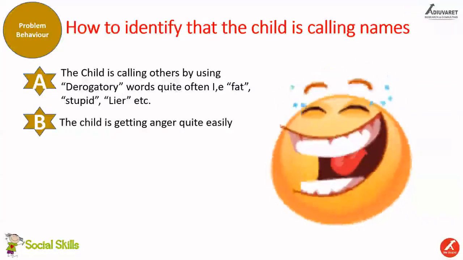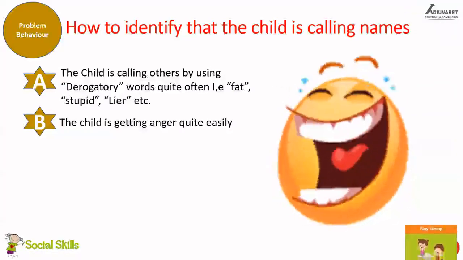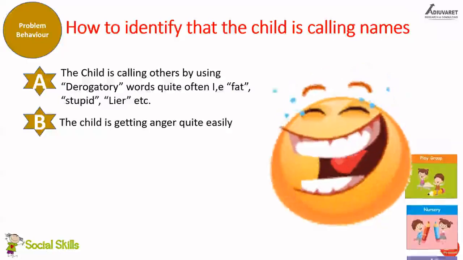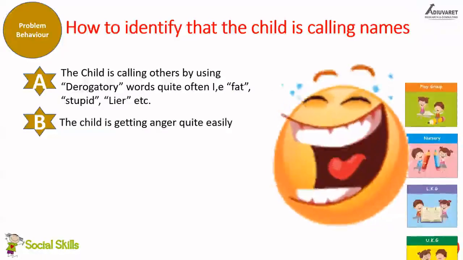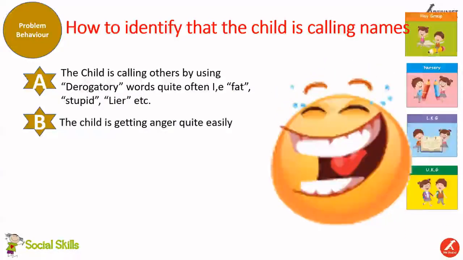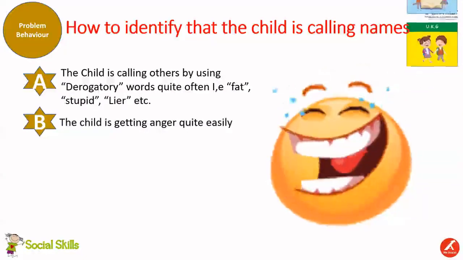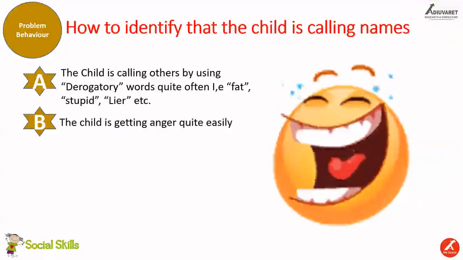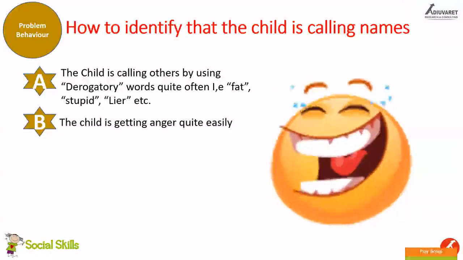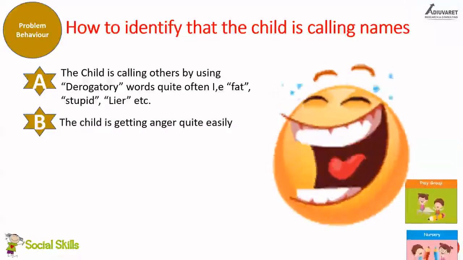So before the child develops the habit of calling others by name, we must understand that if a child is getting angry very often, we try to manage that so that the child will not proceed further and start calling people by name.